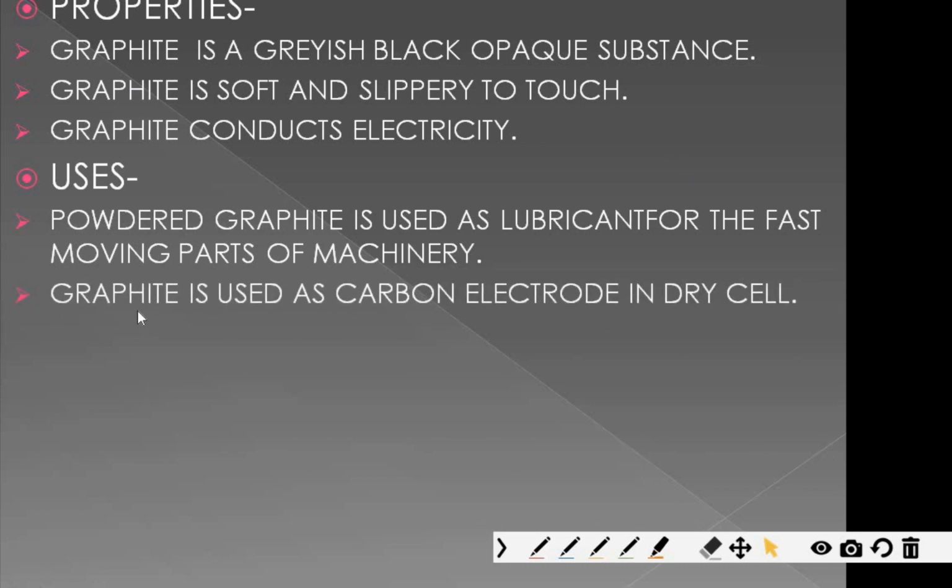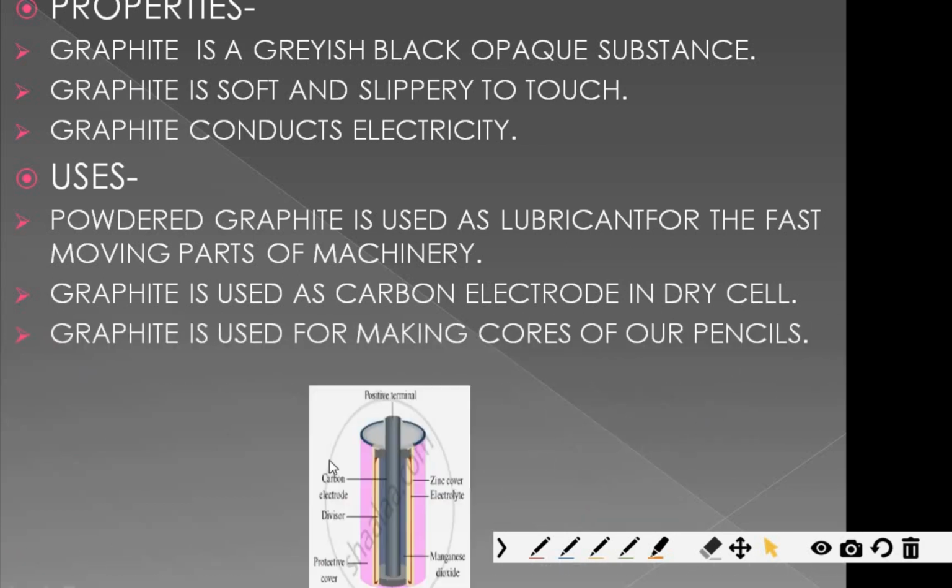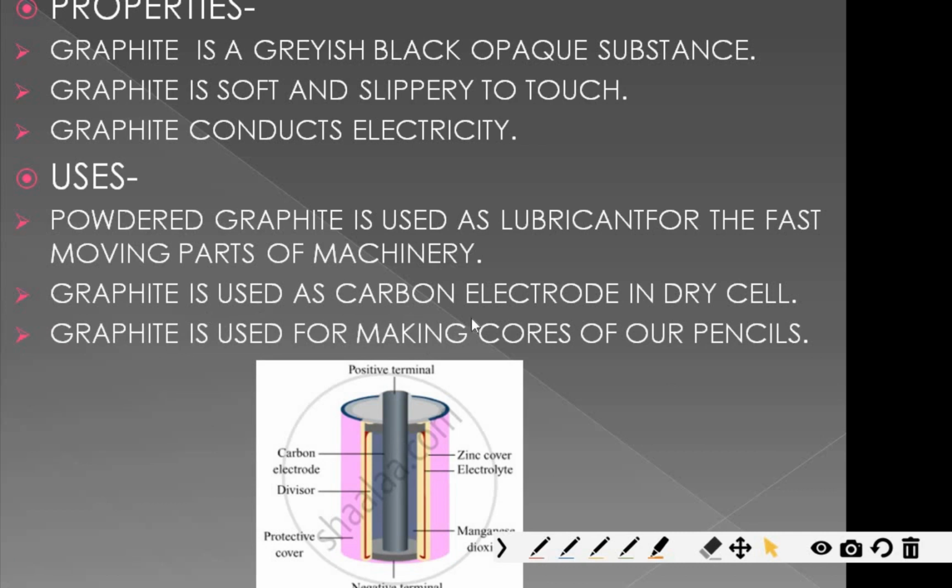Okay, now graphite is used as a carbon electrode in dry cell. I will show you a picture of dry cell. See here. Since graphite conducts electricity, it is used as an electrode. You see this black cylinder here. This black cylinder here is a carbon electrode. It is fully made of graphite, nothing else. Okay, this is a dry cell. You use this cell in your homes always.